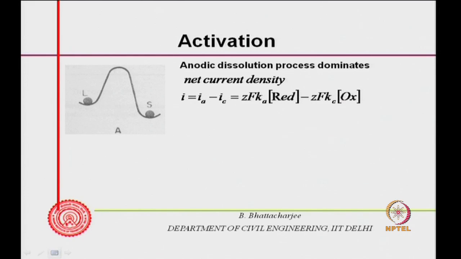Net current actually works both ways. The net supplied current density will be the current of the anodic process minus the cathodic current. If I am supplying current in a given way, I have pushed it up. So, both processes will continue simultaneously, and the net current will be given by ZF, some constant, multiplied by the concentration of oxidant and the concentration of reductant.